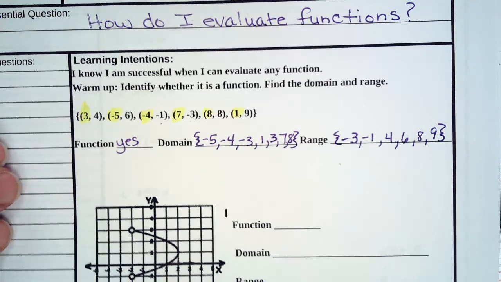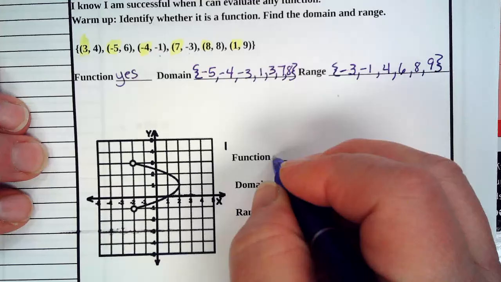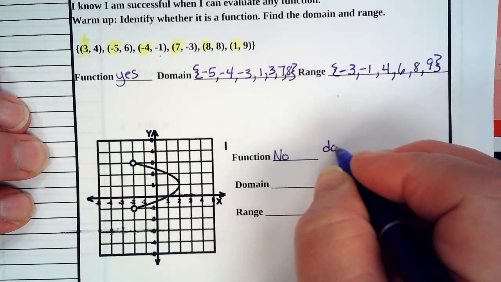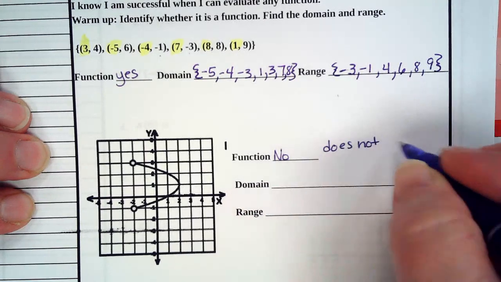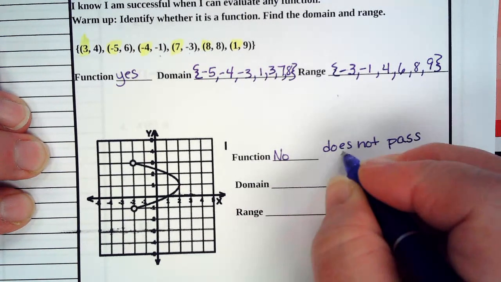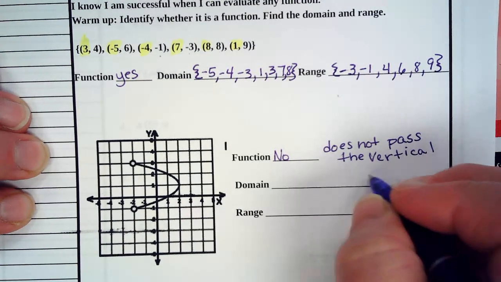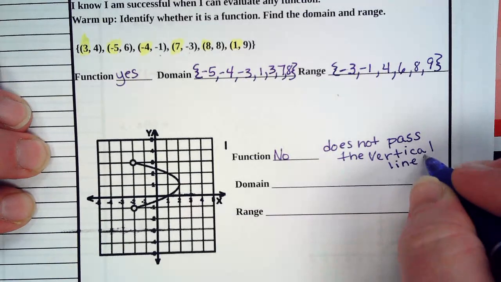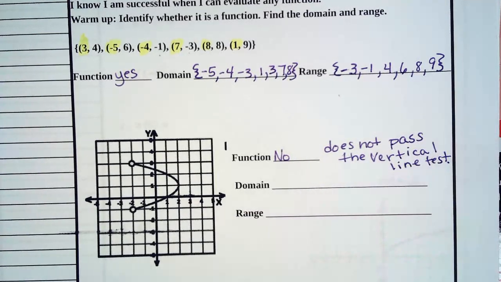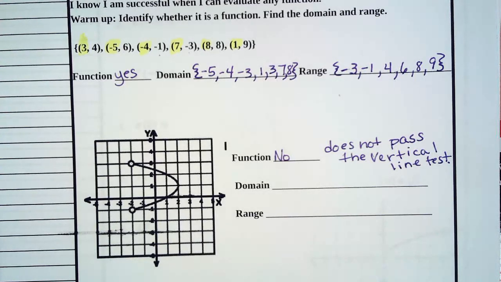For the next one, is it a function? No. It does not pass the vertical line test. Okay, it's not a function because it does not pass the vertical line test. Now for the domain, this time we have to write it in interval notation. Remember, if it is parentheses, that means it does not touch that point. If it's a bracket, it does.